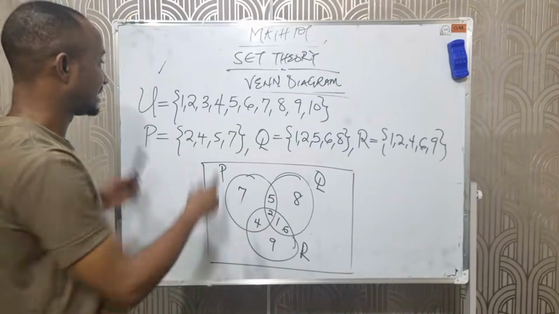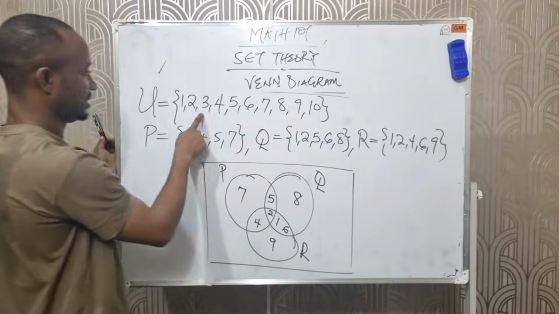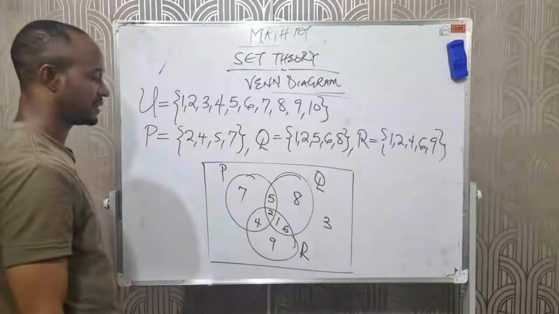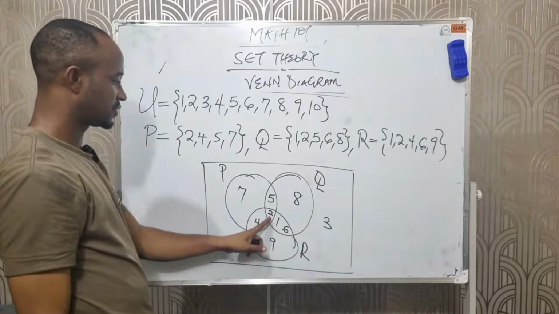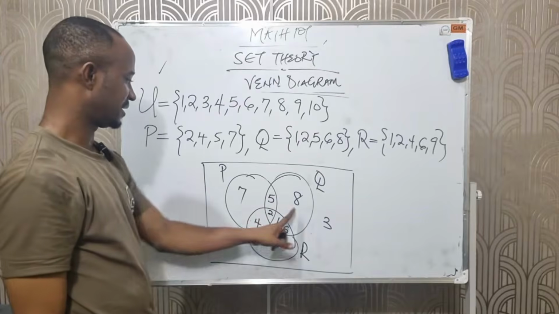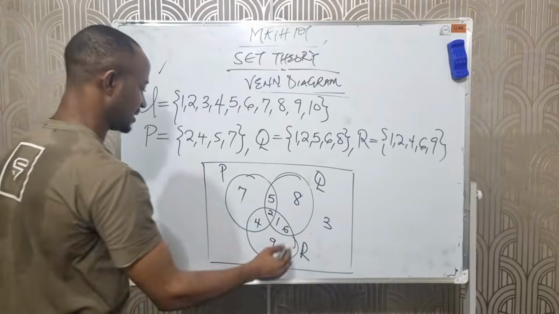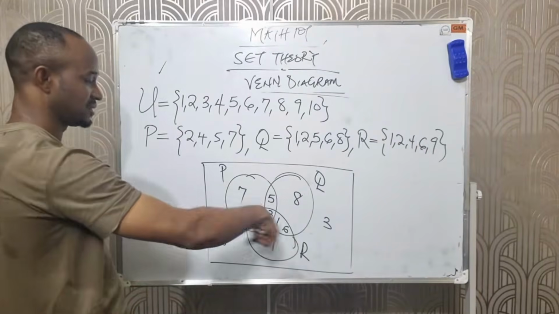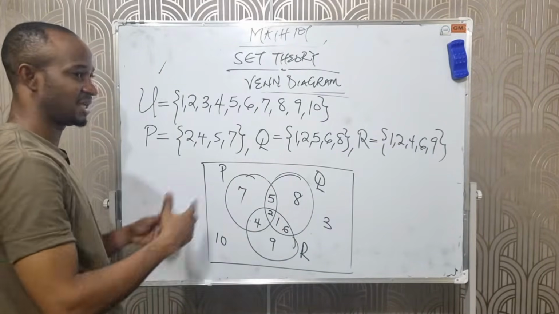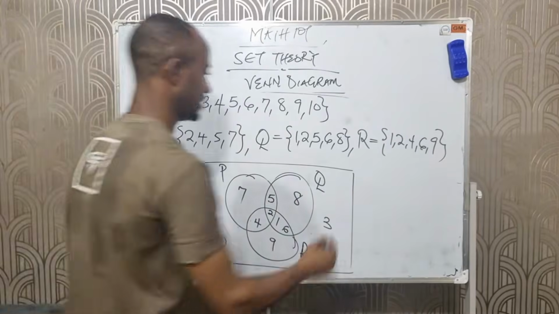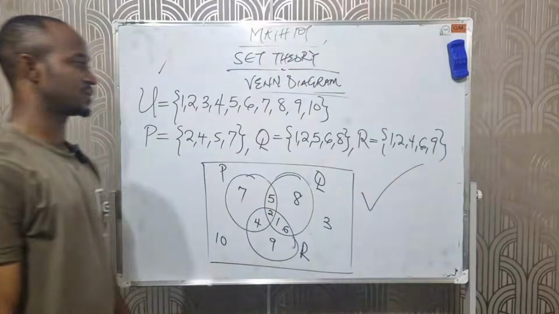There's 3 in the general set. 3 is in the general set, so the other ones will be outside. We can have our 3 here. So we have 1, 2, 3, 4, 5, 6, 7, 8, 9. The next one is 10. I can even put the 10 here, showing that it is not part of the subset. They are just part of the general set. They can be found anywhere outside the set. So this is the answer to this question.